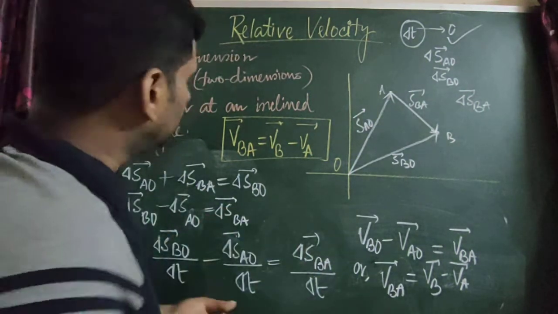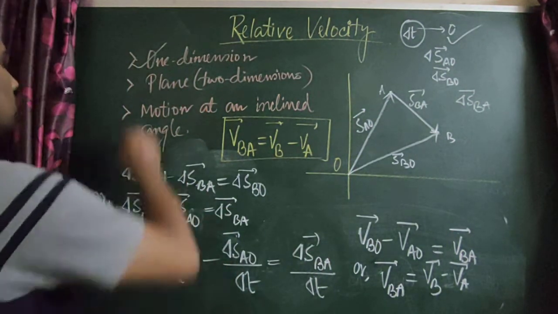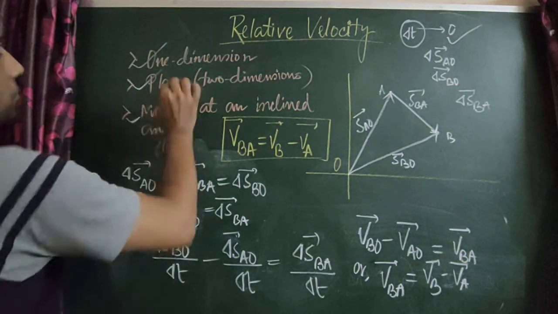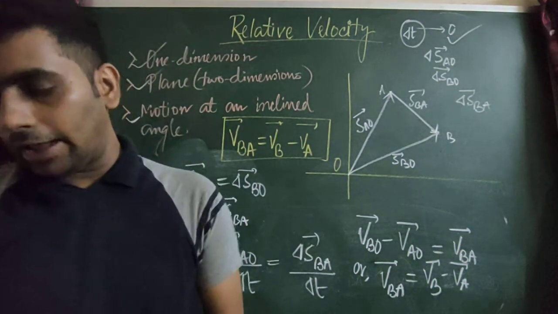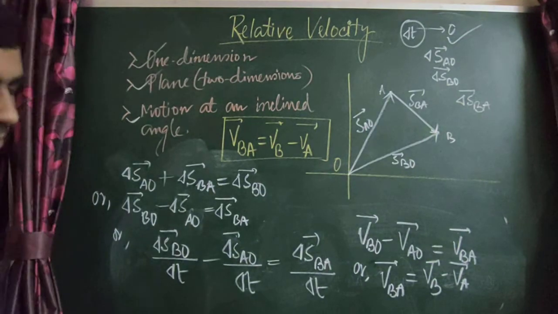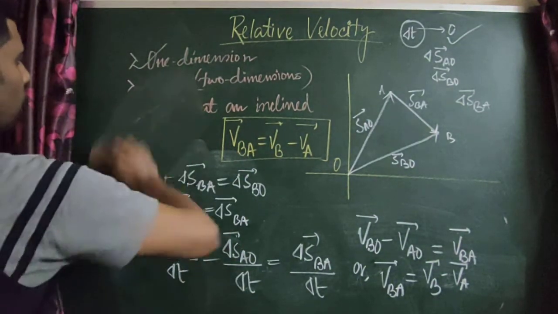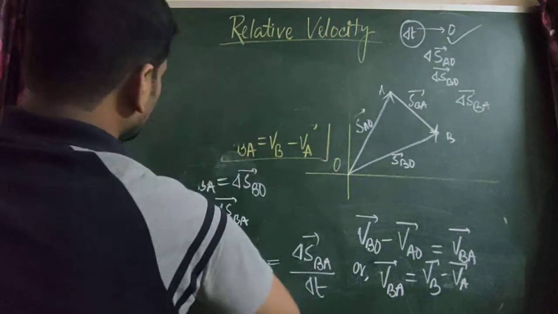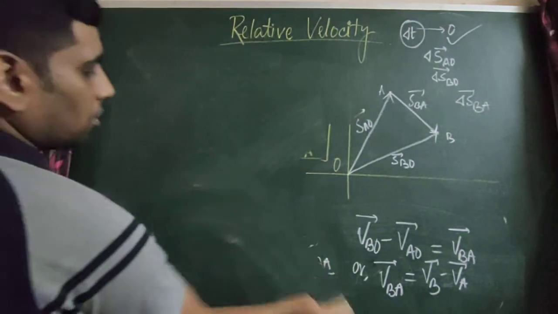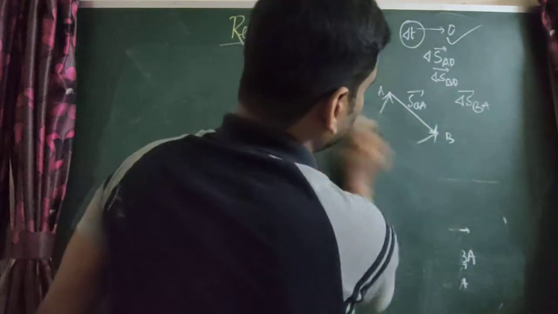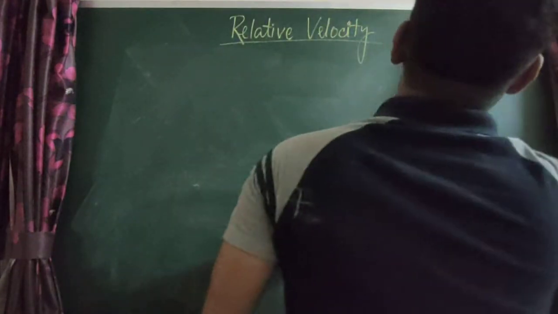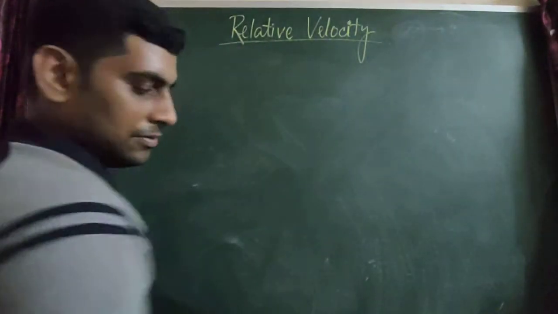And the third topic, we have discussed this also. Now is motion at an inclined angle. We will discuss this. I hope this is clear to you. Next, the last part of this topic is how to find the relative velocity between two objects which are inclined at an angle.